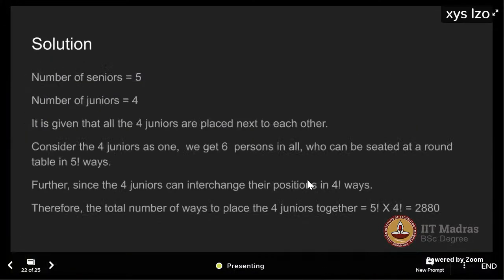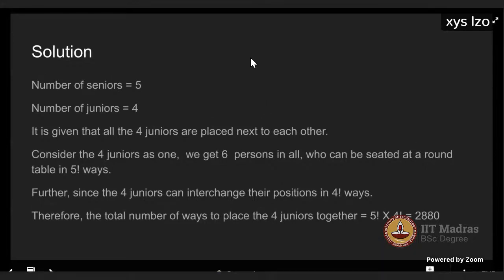Yeah. Okay. If they are not sitting in a round circle, if they are sitting in a linear way, what would be the difference? It should be 6 into 4, sir. Then it will be 6 factorial into 4 factorial. Yeah, so that time it is 6 factorial into 4 factorial. Why 6? This is the 5 and 4.